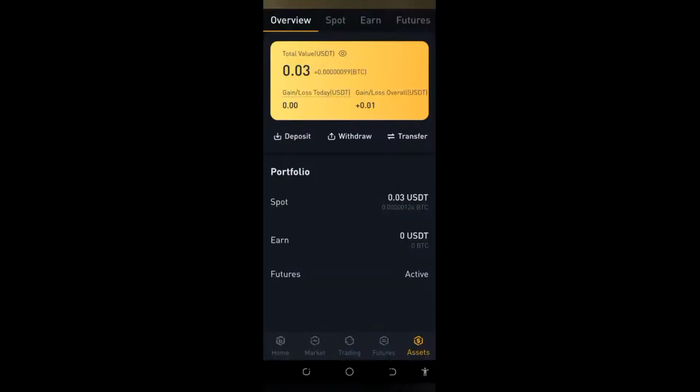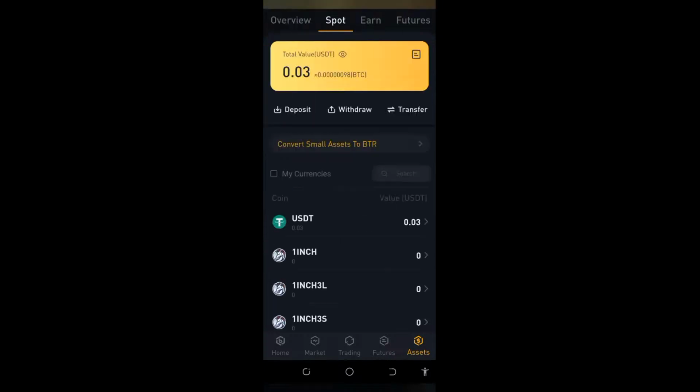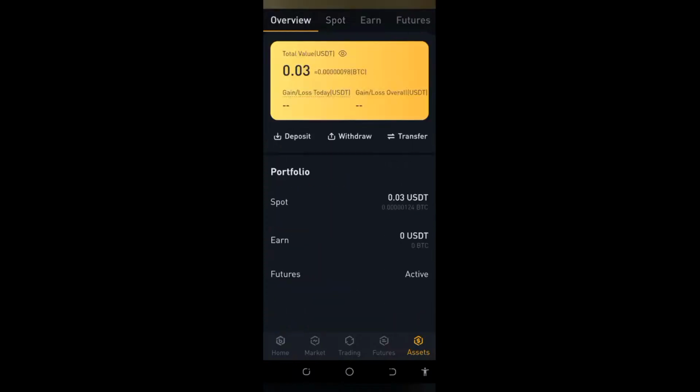All right, I'm already in Buy True and it hasn't arrived yet. So let me just refresh. As you can see here, I've got 0.03 USDT. That's a really, really tiny amount of money. So let's see how this goes. And spot is just 3 cents. Okay, and then nothing else. So let's keep our fingers crossed.